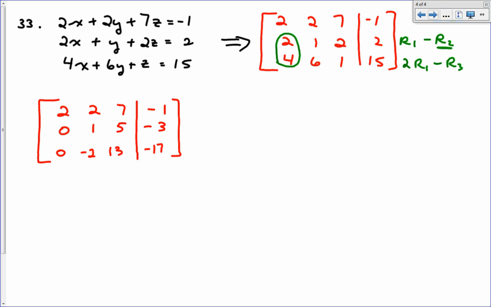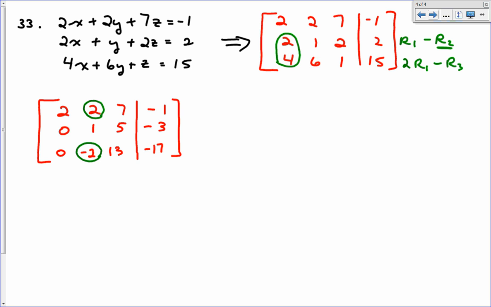Okay, so now I've got zeros in the first column where I want them. I could at this point change that 2 to a 1, but I see with the other numbers that I have that I can get some zeros where I want them to be quite easily. So if I look at the second column now, I want this 2 to become a 0, okay? And I want this negative 2 to become a 0.